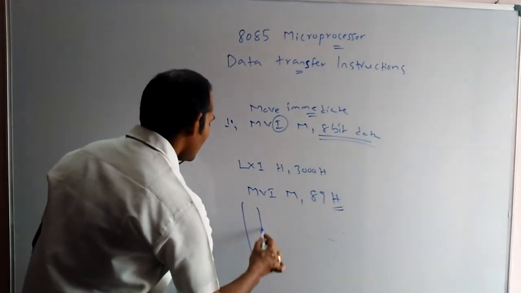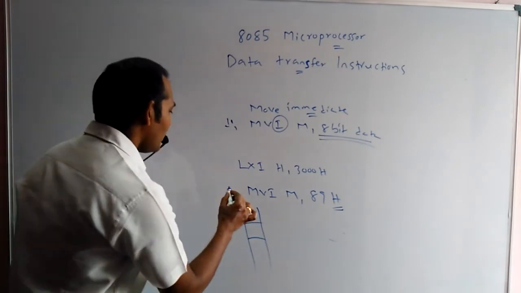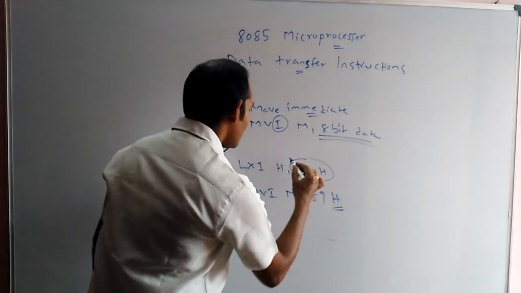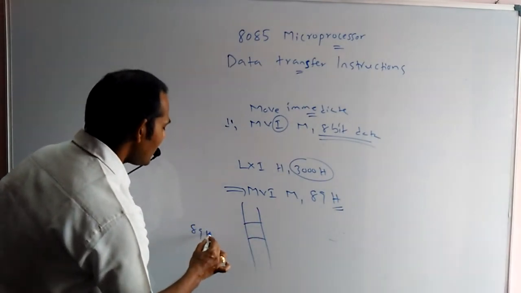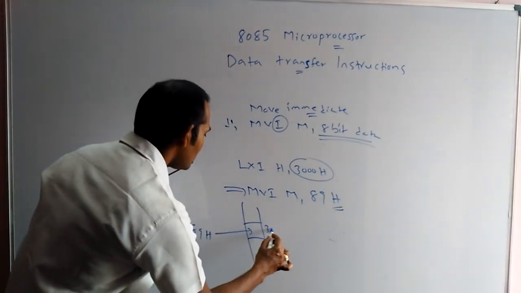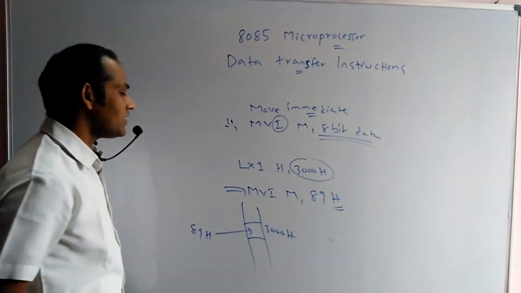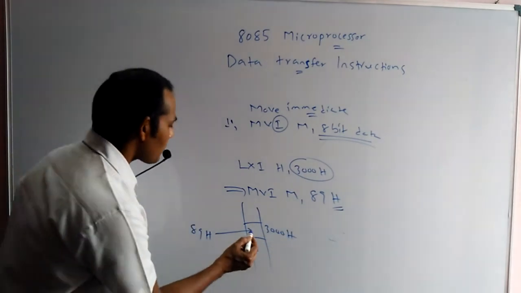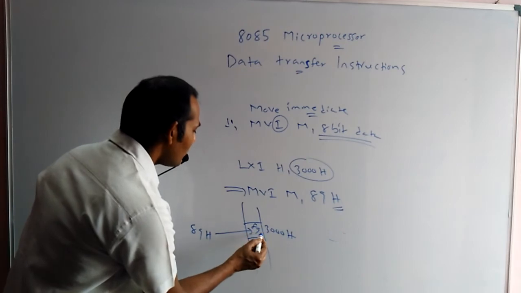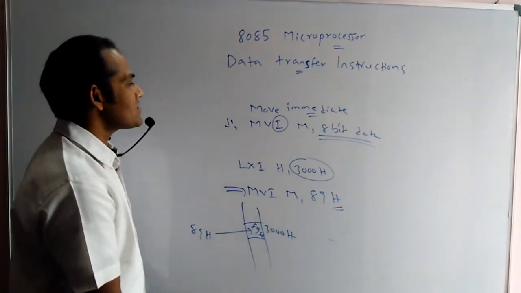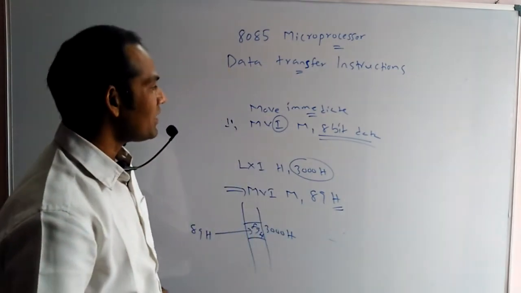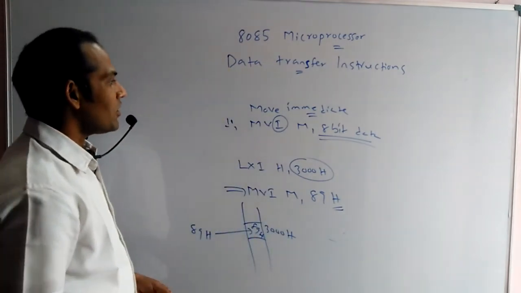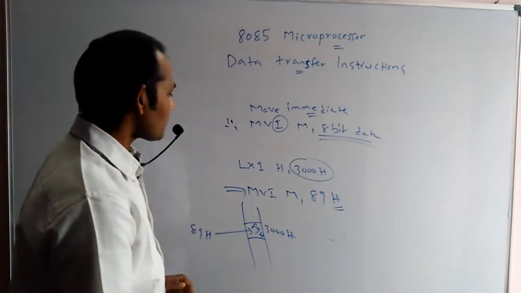Here HL is 3000, so the 89H is transferred to the 3000 location. Directly I am placing 1 byte in memory. By using this instruction, we can place 1 byte in memory. That's about the MVI instruction.